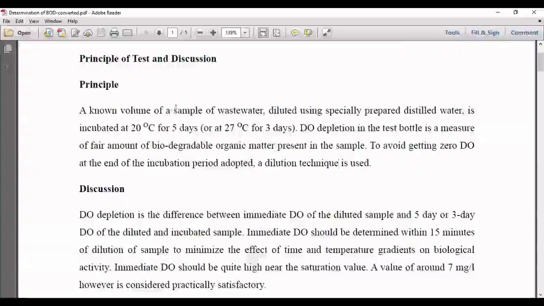So we are going to use a diluted sample of wastewater. We are going to mix it with specially prepared distilled water, and we are going to find out the initial DO of that mixture of wastewater sample and distilled water. Then we are going to incubate it at 20 degrees Celsius for 5 days, or we can go with 27 degrees Celsius for 3 days. After completion of 5 days or 3 days, we are going to find out the final DO, and DO initial minus DO final will give us the DO depletion, and with the help of the formula we are going to find out the BOD.